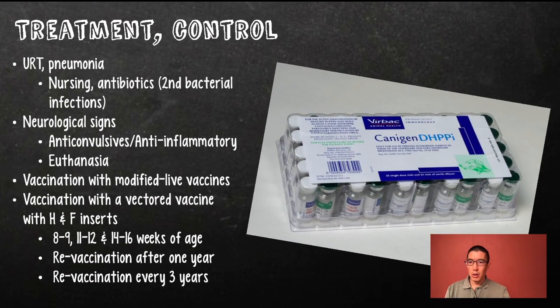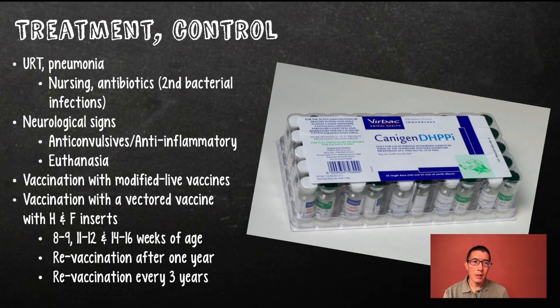So treatment and control. There's no specific treatment for distemper, so treatment is symptomatic. As mentioned before, once neurological signs develop, the disease will result in death or cause signs that are incompatible with a good quality of life. And euthanasia should be recommended in these cases.